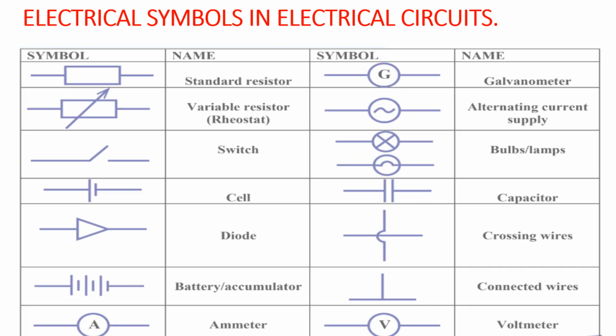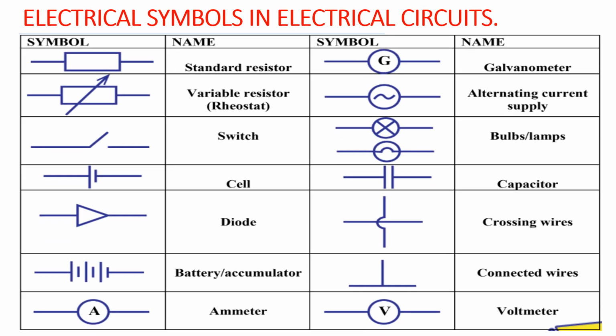Electrical symbols, kindly take care on these symbols here. We have the standard resistor, the symbol and its name. This symbol here is a standard resistor, fixed resistor, adjustable. This one we use in experiments, for example verifying Ohm's law. You have a switch, this is open, then when you are to close you make it complete. You have a dry cell, one dry cell. If there are two, they become a battery.